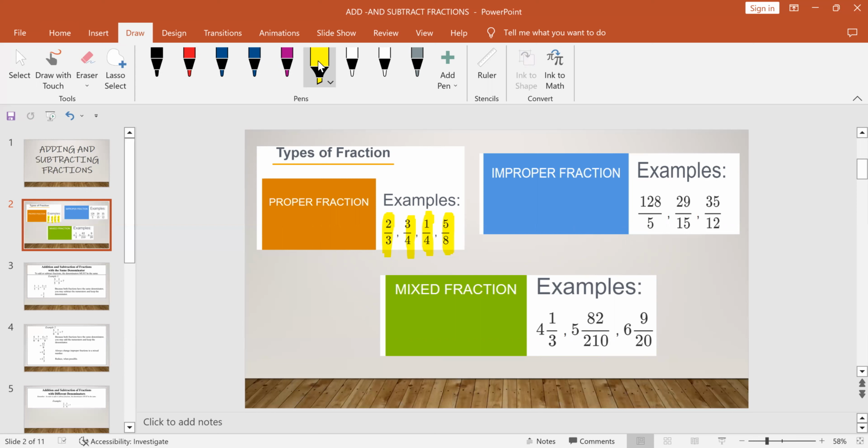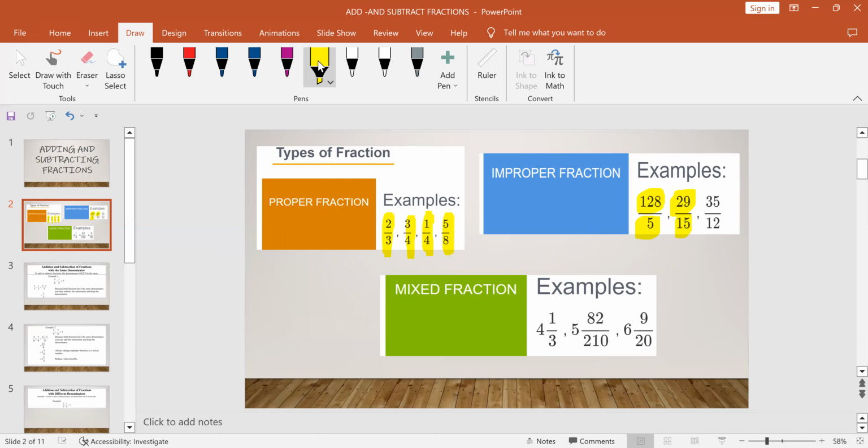In an improper fraction, you see here, the top number, which is the numerator, is greater than the bottom number. And then again, we have 29 over 15, 35 over 12. We also call it an improper fraction when the numerator is the same as the denominator.